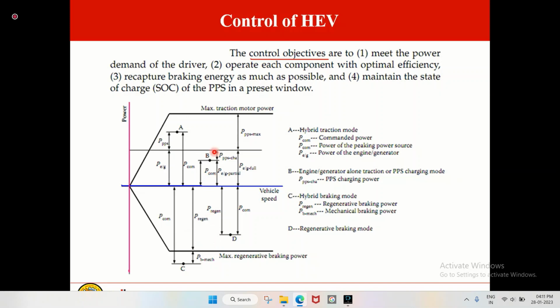And with the help of control strategy, I want to ensure that the power requirements of the driver are met appropriately. And moment to moment, they are changing, right? The ultimate objective is that I need to ensure that I make optimal usage of all the components, like my engine or battery or electric motor or brakes, whatever.